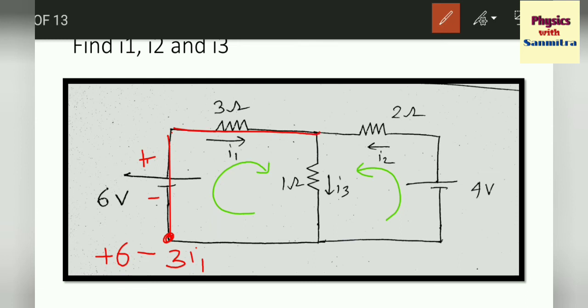Okay. Now again we are moving from high to low. So from this point to this point, minus I3 into 1, because again we are moving along I3. So this point will be at a higher potential than this, so we can give plus minus here. Now I think you are clear about the sign convention.